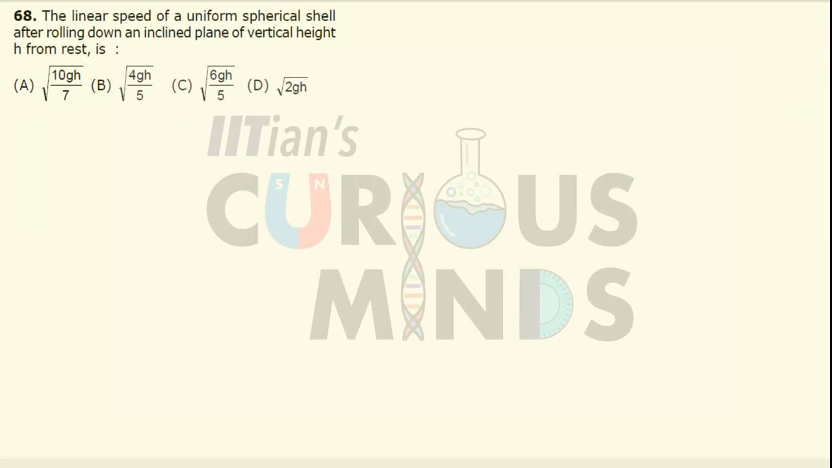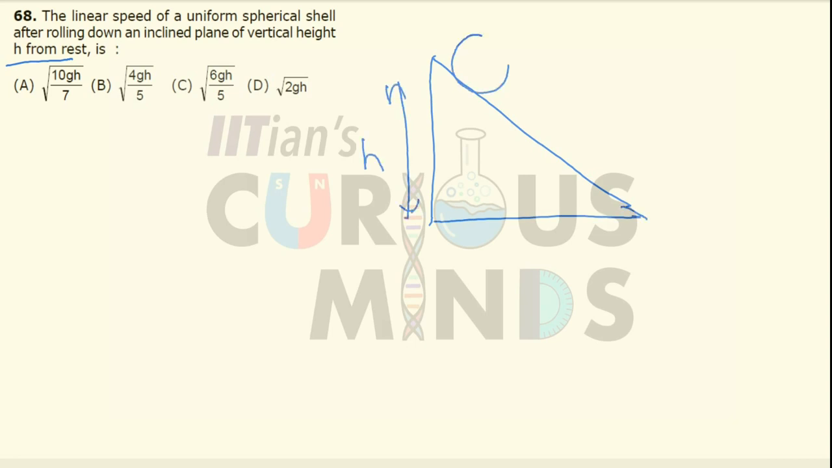The linear speed of a uniform spherical shell after rolling down an inclined plane of vertical height h from rest will be equal to. Let me consider there is a vertical height over here. Okay, there is a vertical height h, and this is rolling down an inclined plane.